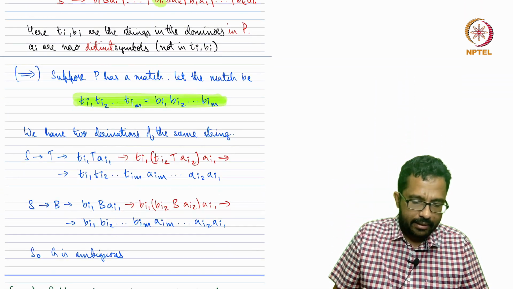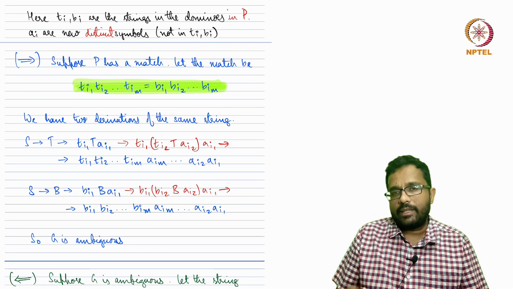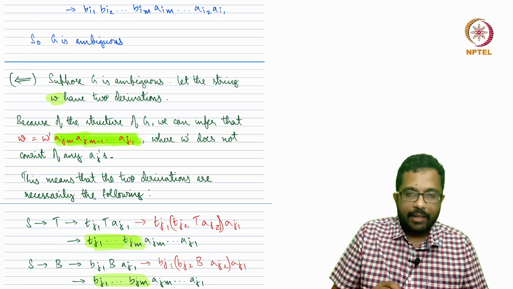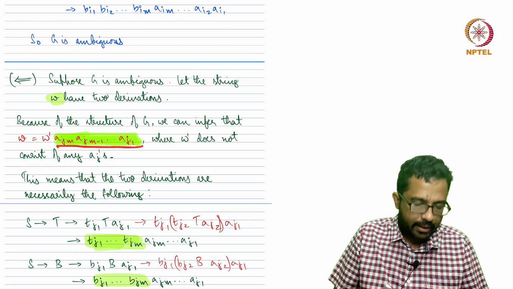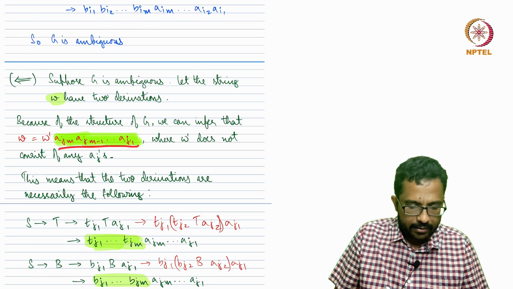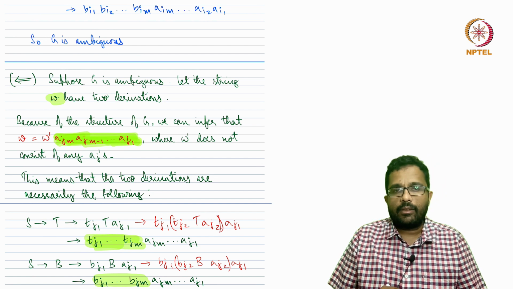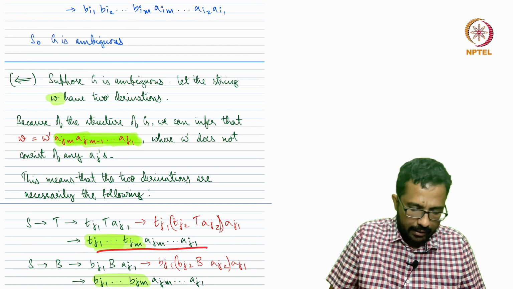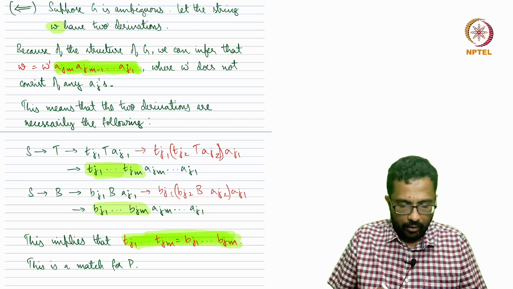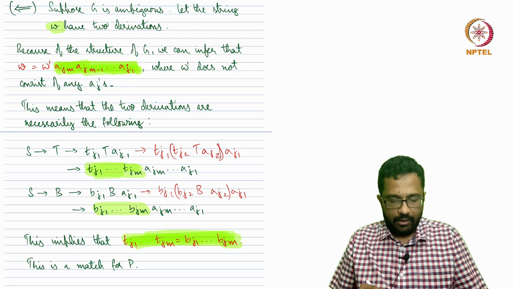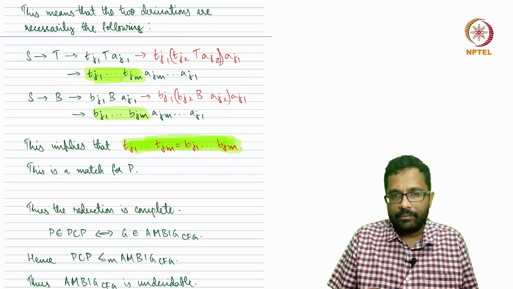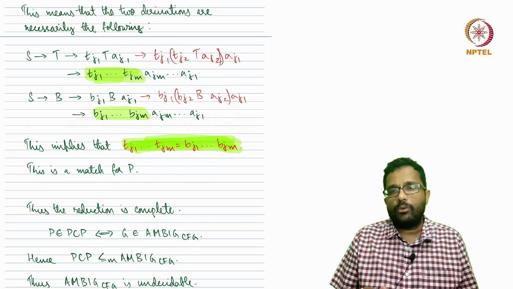And we then showed that if the PCP instance has a match, then we demonstrated 2 derivations of the same string, showing ambiguity of G. Now, if G was ambiguous, for the other direction, we may assume, by the structure of the grammar, the common suffix of the string so derived could be something like AJm, AJm minus 1, up to AJ1. Once you assume that this is the suffix, the rest of the derivation is kind of constrained by the structure of the grammar, right? So the only 2 derivations possible that give us this suffix are this as well as this, and that gives us that Tj1 up to Tjm is equal to Bj1 up to Bjm, which gives us a match for the PCP instance. So ambiguity implies a match and match implies ambiguity. Hence the reduction is proper, and that gives us the reduction from PCP to ambiguous CFG.